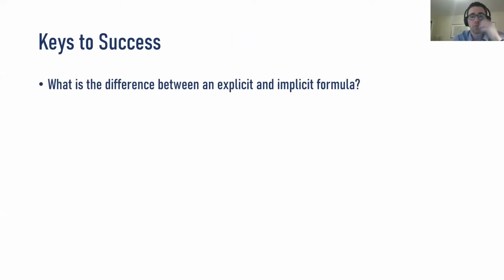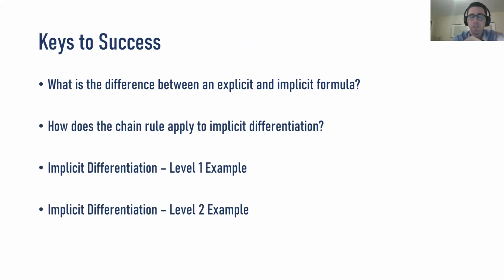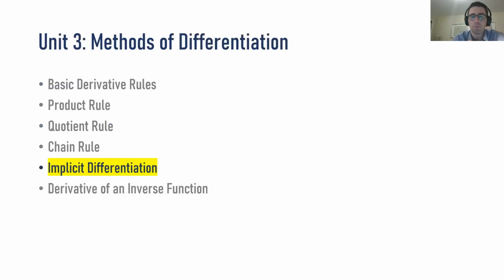is make sure you know the difference between an explicit and implicit formula. If you're trying to find the derivative of an implicit formula, you've got to go to your implicit differentiation. And then we saw how the chain rule applies to implicit differentiation. Implicit differentiation level 1, we did a very simple example, and then we did a level 2 example with a few more wrinkles, so that you're prepared for the AP exam. With that, that wraps up implicit differentiation. The final video in this sequence is going to be derivative of an inverse function.